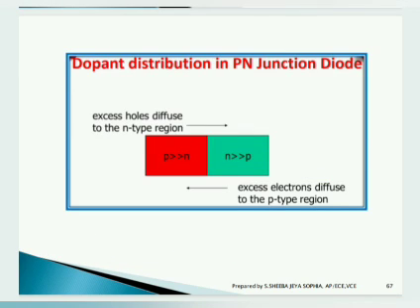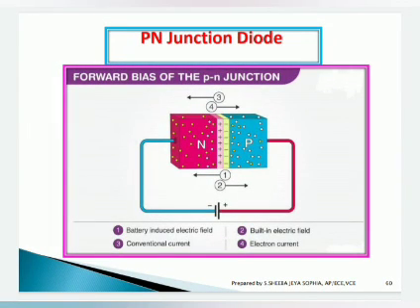Moving to the dopant distribution in the PN junction diode, you can see how the dopant distribution happens when a supply is given. Excess holes diffuse to the n-type region and excess electrons diffuse to the p-type region. Dopant distribution takes place when you give a bias to the circuit, to the diode. When the diode is biased, the electrons and holes inside start moving.